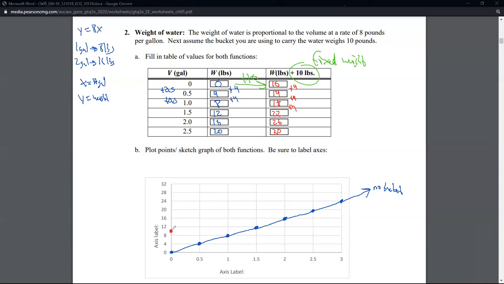Now there is no 10 directly on it, but 10's halfway between 8 and 12, and that's going to be consistent. 14 pounds with the bucket when we had a half a gallon of water. So that's going to be here, about halfway between 12 and 16. Then 1 gallon of water in addition to the 10 pounds of bucket was 18 pounds. 1.5 gallons of water plus the bucket was 22 pounds. 2 gallons of water plus the bucket was 26 pounds.